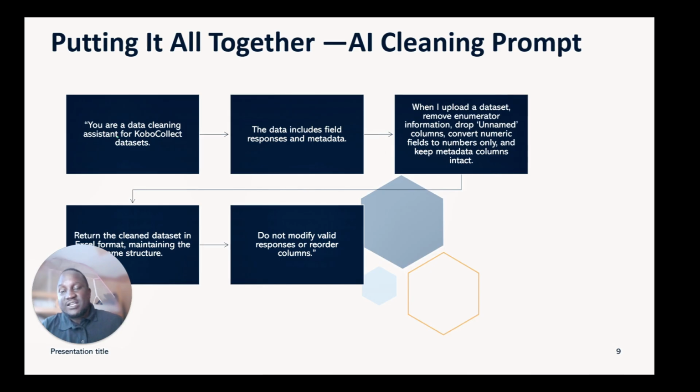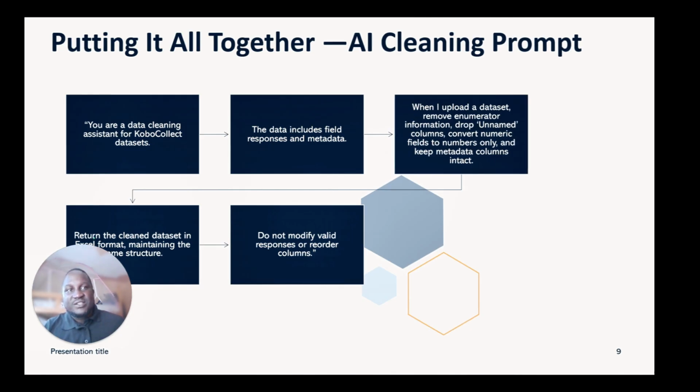You can also go ahead, as mentioned earlier, to add in your years of experience and stuff like that. So the next one, you move on to the context. You're giving it the description of the data. This data includes field responses and metadata type. And then you move into the task. So when you upload this data set, it should be able to remove the information that you don't want, drop certain fields, columns, convert certain numbers into numerical, and also keep certain metadata intact.